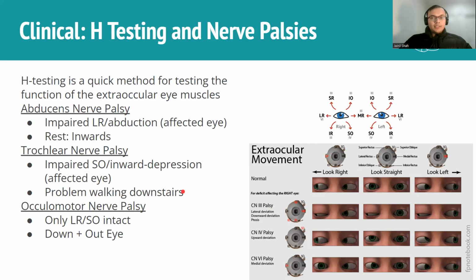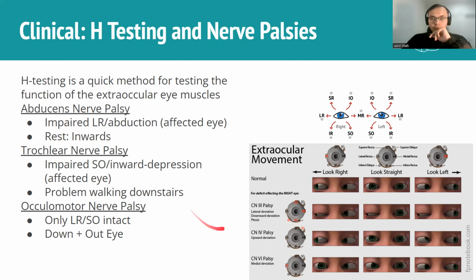Three important things to understand are how nerve palsies of the abducens, trochlear, and oculomotor nerves manifest in terms of how the patient would present. If you had an abducens nerve palsy, so that's where your abducens nerve is impacted, then your lateral rectus won't function. You won't be able to abduct the affected eye. So you won't be able to move the affected eye away from the midline and look more laterally.